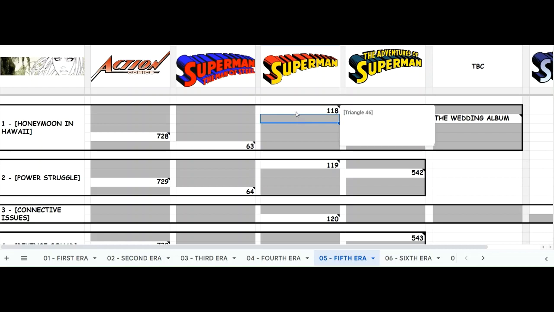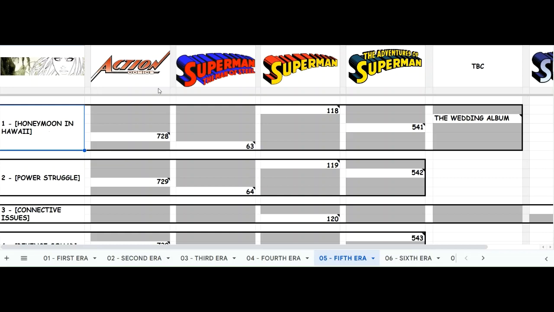As you can see here, if I hover over a particular cell, it says the triangle number for the cell. If you don't know what triangle numbers are when it comes to Superman issues, do watch the introductory video because it's a really key part of trying to arrange your Superman reading. So no further ado, let's start off with the first arc of this era.